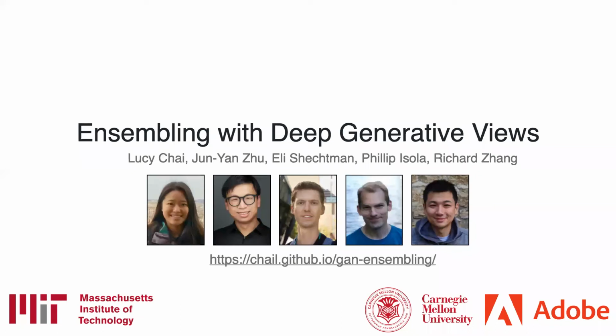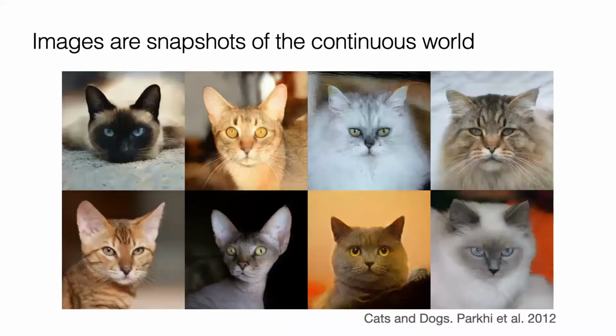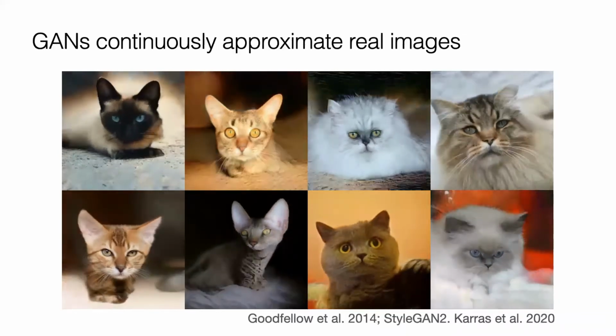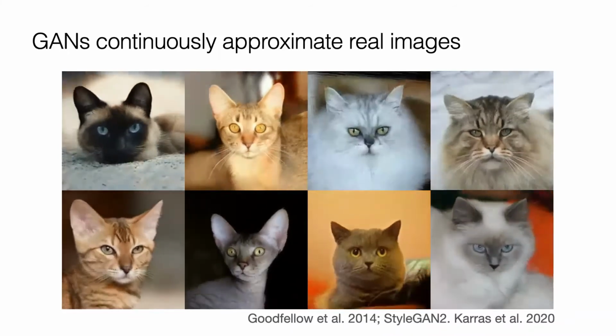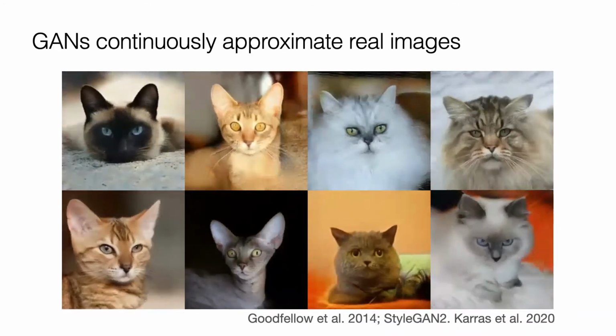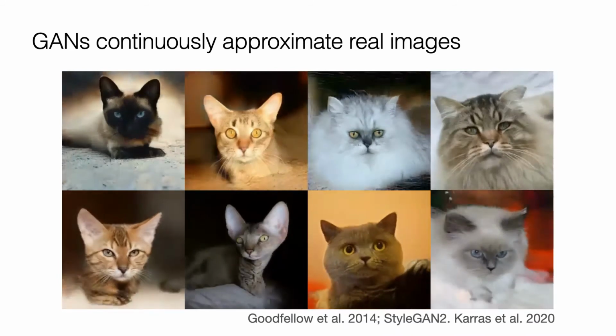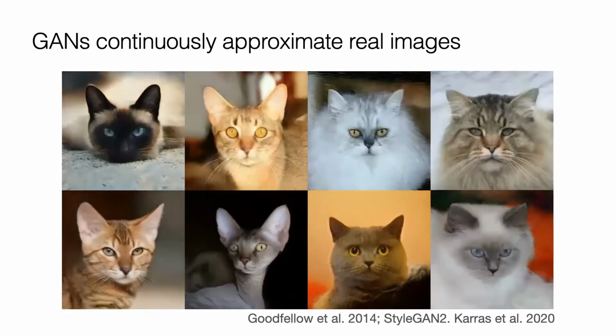We investigate ensembling with deep generative views for classification tasks. Many learning-based vision problems rely on image datasets, but images are only discrete snapshots of the underlying continuous world. Recently, GANs have shown the ability to approximate the continuous image manifold. We investigate using these image variations for ensembling and classification.